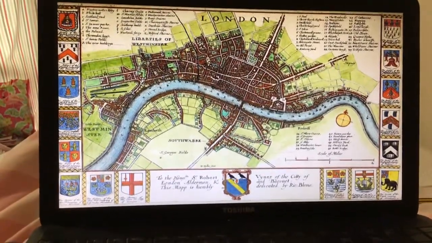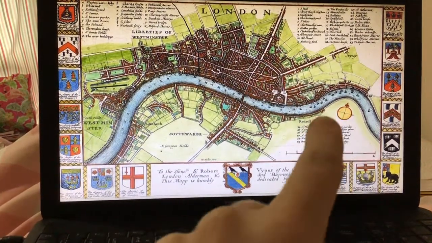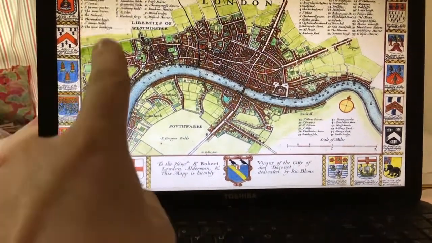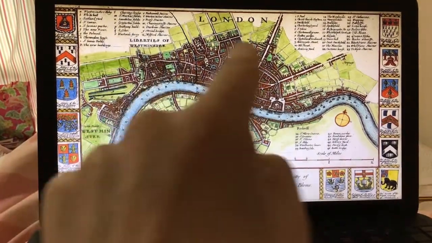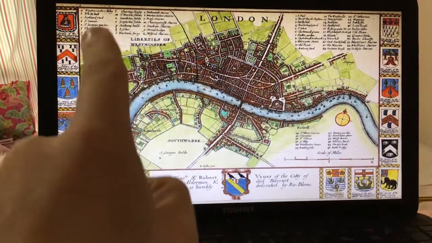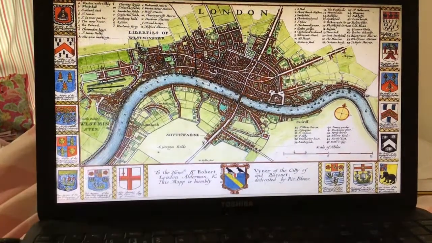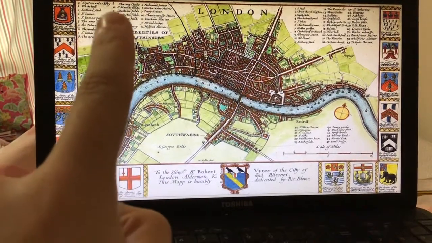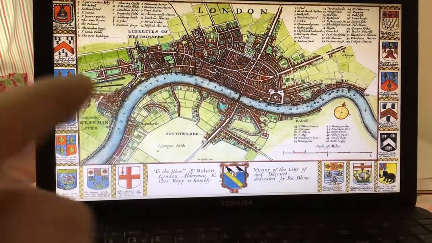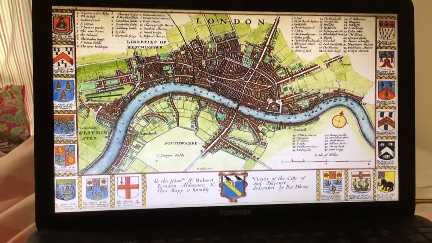Now you may notice here there's lots of writing up here, lots of writing down here, writing here, and a little picture of a compass here. The man was actually writing a key, but he's used some numbers and he's also used some letters, and we can't see them on the map, but if you looked really closely with a magnifying glass, you could probably find these places on the map. So even in 1667, people were using keys on maps.